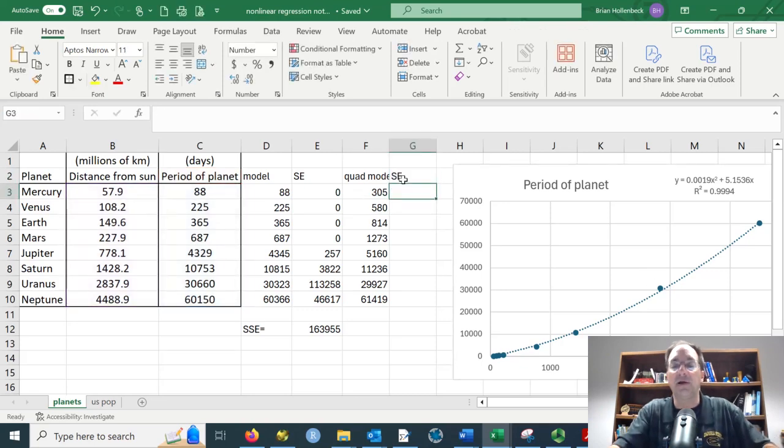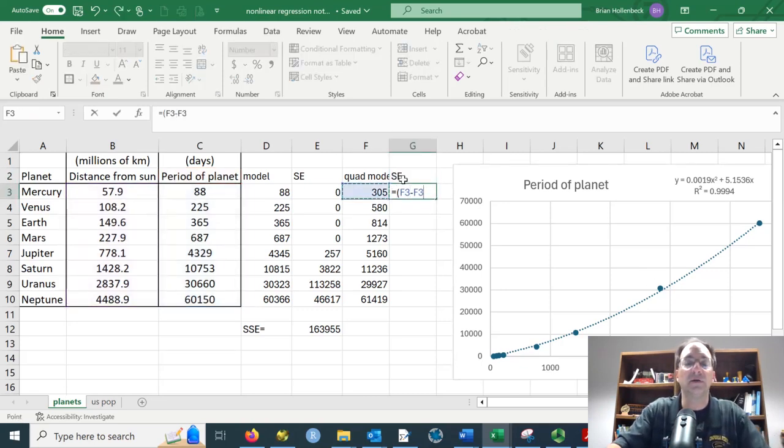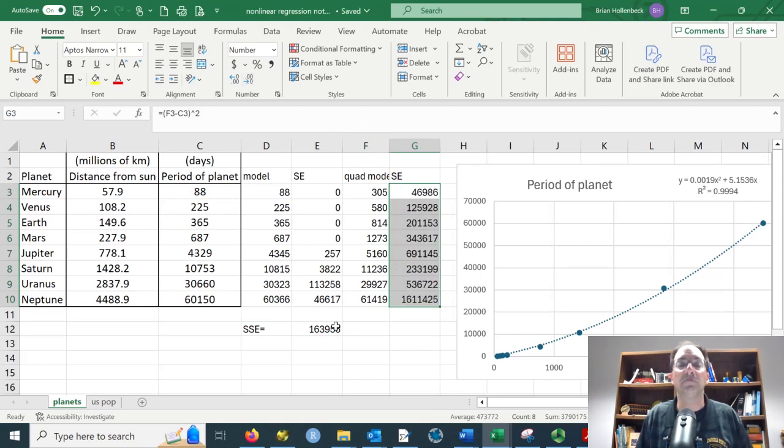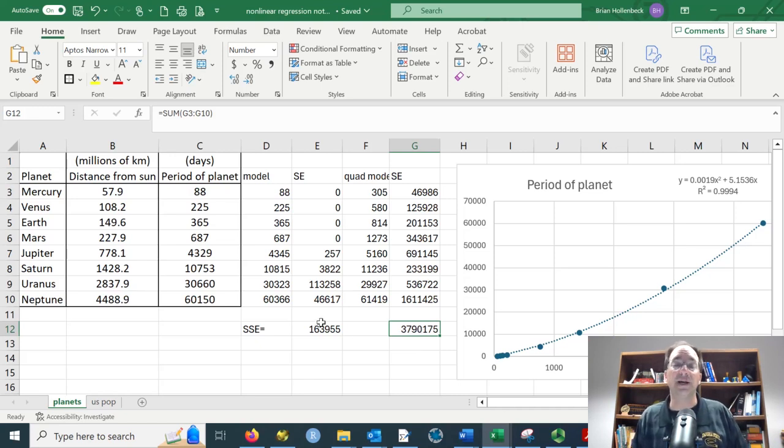If I want to do the squared error, just like before, I'm going to do this. Prediction minus the actual. I'm going to square that number. And we don't need the decimal places. And then we need to add all that up. And notice we get, going on 4 million versus 160,000. So clearly this model is a lot worse, even though visually it looks pretty good. But even comparing like number of Earth days really isn't that great of a fit. So we can definitely say the power function is better.